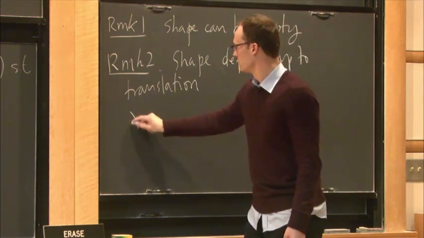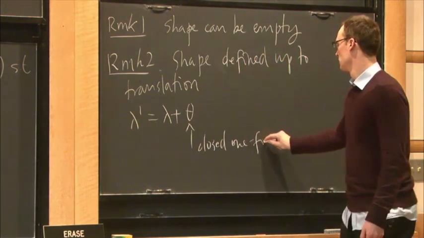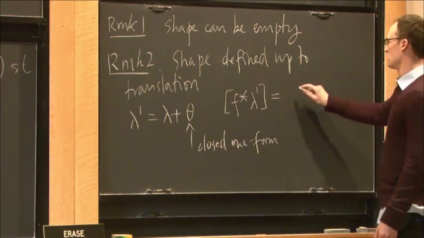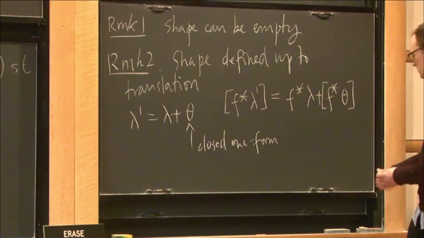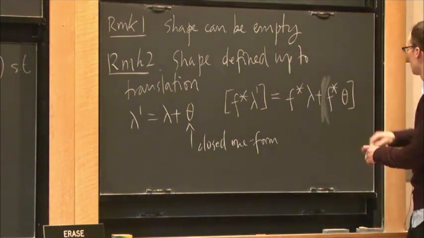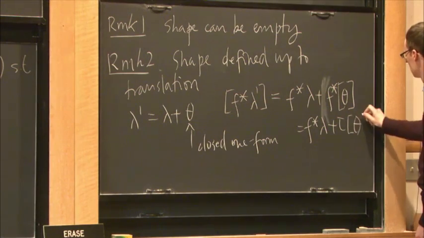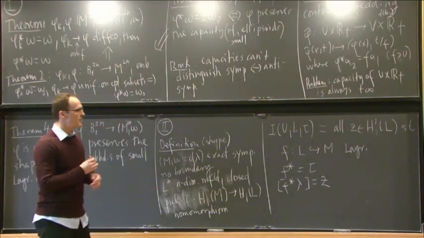So what I mean with that, if I pick a different lambda with a different primitive, so this is a closed one form, then f star of lambda prime is just f star of lambda plus that form, and then I just translate this whole set by some fixed vector in the first cohomology of L. So it's not defined as a set itself, but there is some freedom of translation.